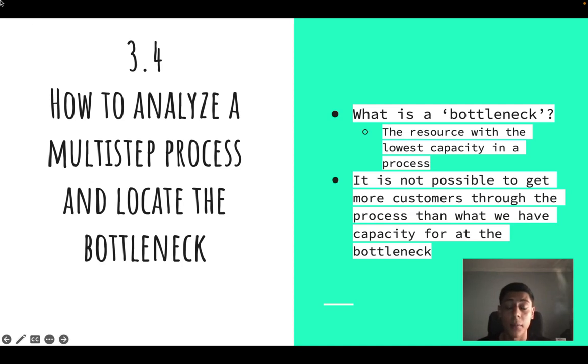Hi, my name is Aaron, and I'm going to be speaking on how to analyze a multi-step process and locate the bottleneck. First things first, what's a bottleneck?